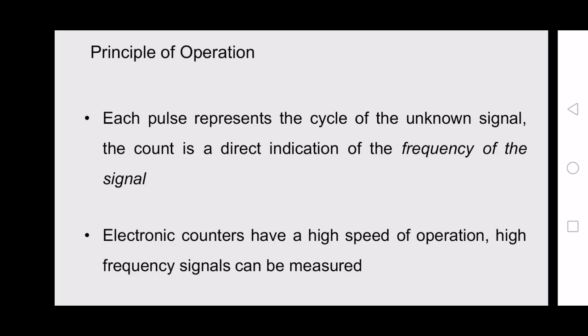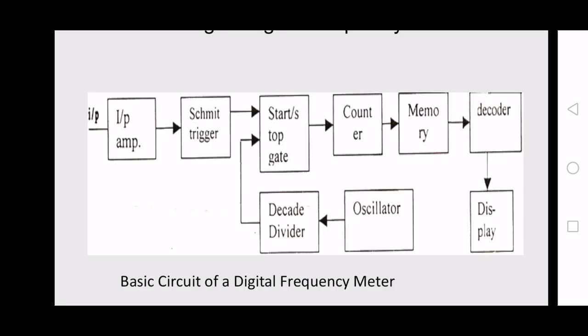Now we are going to the block diagram of the digital frequency meter. This is how the basic circuit looks for a digital frequency meter. It will have the real world input signal given to the input amplifier, which amplifies the signal, and then it is applied to the Schmitt trigger, which will convert it into a square wave. Internally it has the differentiator and clipper circuits to produce the start and stop pulses. Then we apply it to the start and stop gate.